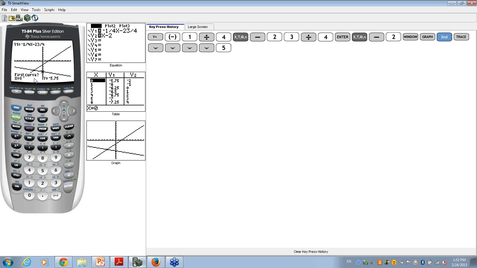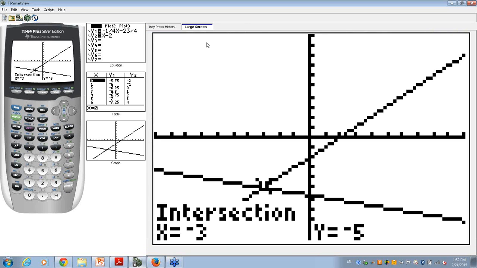So now it asks you for the first curve. This is if you have more than 2 lines in there, so it asks you which lines you want to find the intersection of. So you can just hit enter. This is my first line, my second line, yes. Then it asks me if I wanted to guess. Okay, guess for me. So now it gives me the intersection of negative 3, negative 5. Let me make my screen larger so you can see it. So my x value of this intersection is negative 3, and my y value is negative 5.